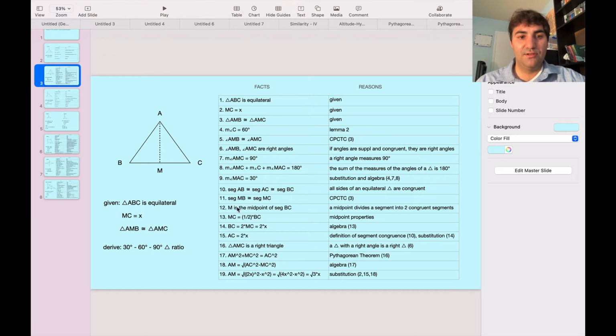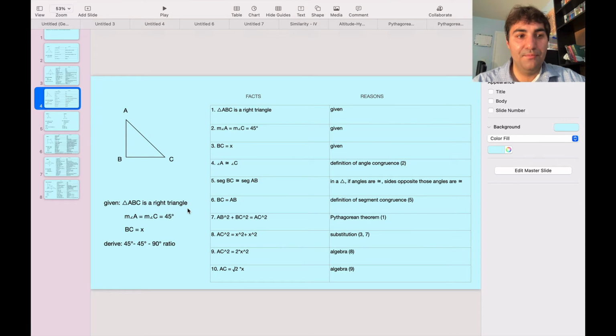I just want to make sure that if you have any questions, the way to read my notes is just to go over it, and if you have any question like why is segment MB congruent to segment MC, you can always look back and have it fully written out. So with that said, let's go on to the next problem.